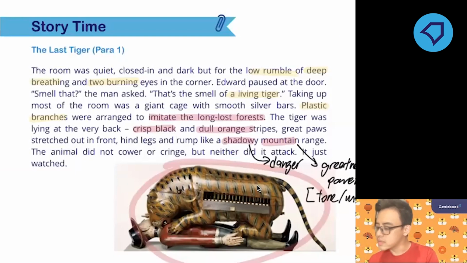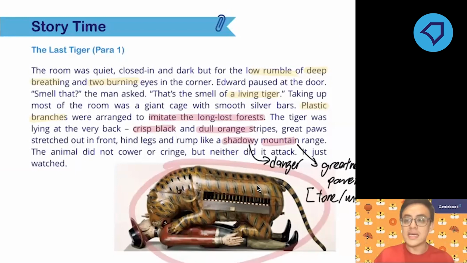Okay, tone or mood words. The words that I highlight, shadowy, crisp, dull, all these are tone and mood words. The animal did not cower or cringe. It didn't hide. Neither did it attack. It just watched. Okay, so we know that this animal is really strong because it doesn't feel threatened.